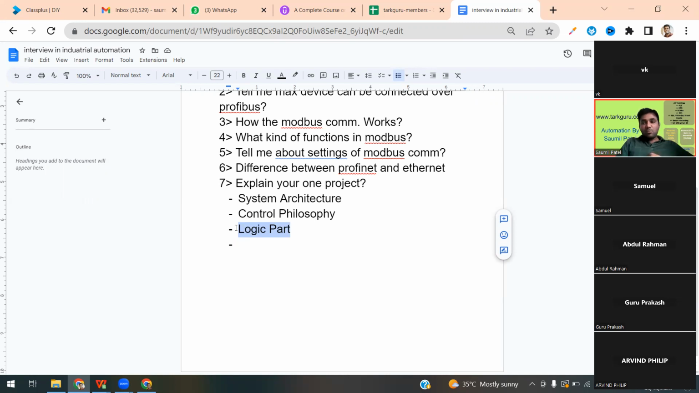For example, when a bottle is coming, to count that bottle there is one sensor. That sensor is counting how many bottles are going on. So I have developed that logic, right? For example, to put the cap over that bottle, I have developed the logic with the motion controllers, and there are settings over there. I have done that, right? So this is the way you need to explain the logical part after the system architecture and after the control philosophy.